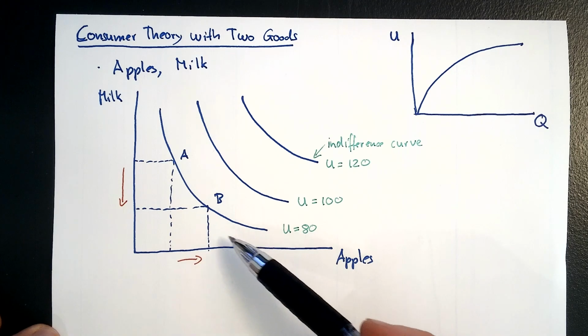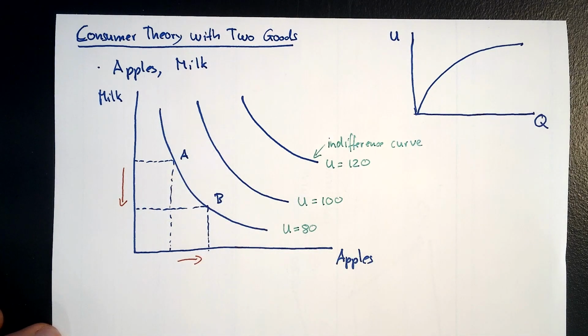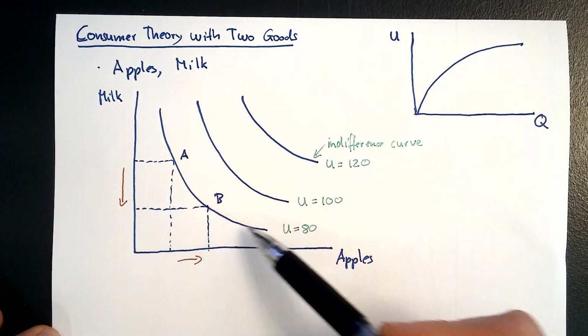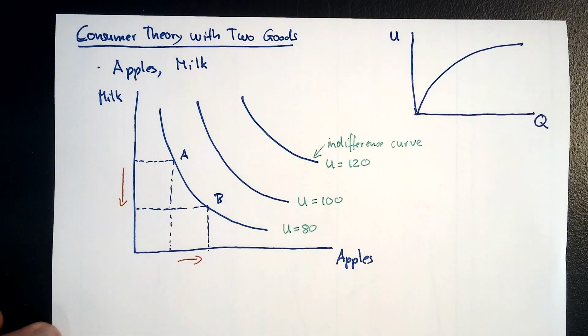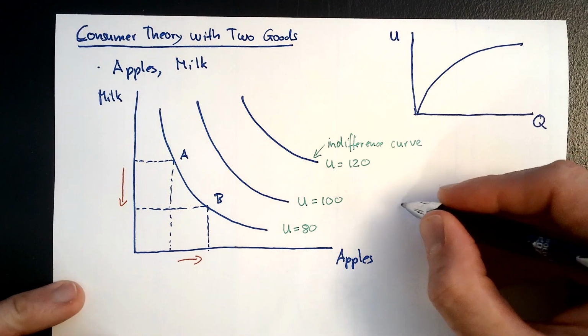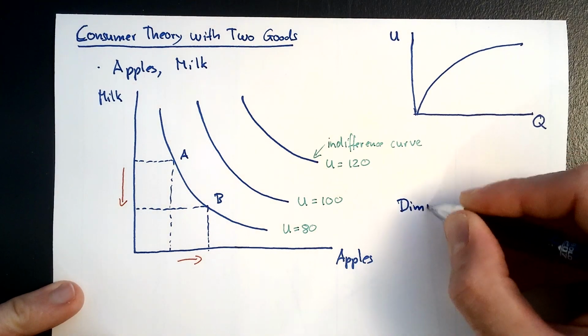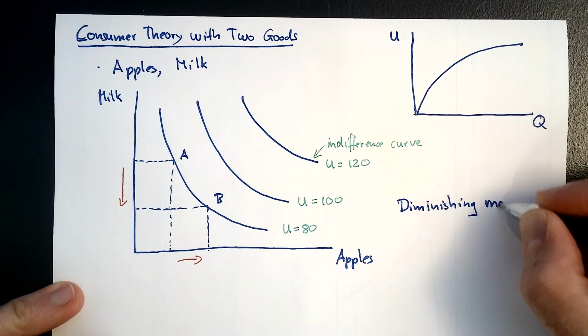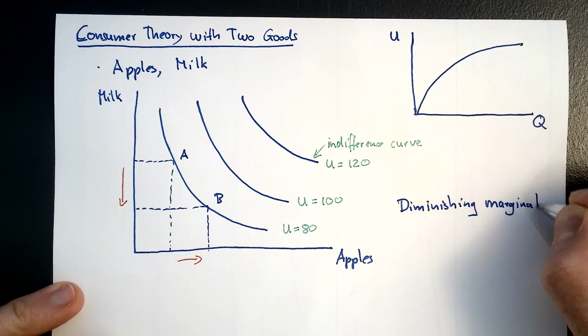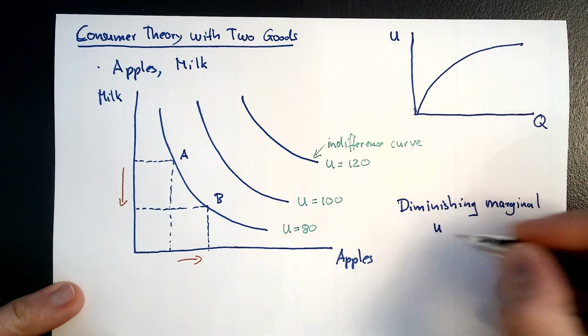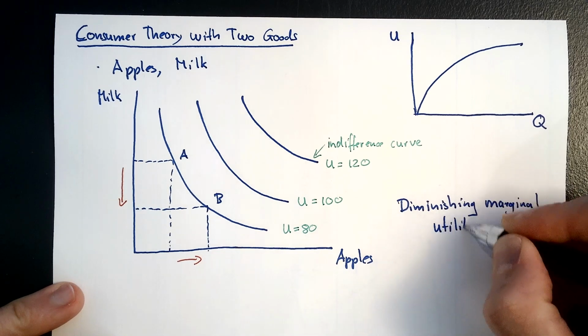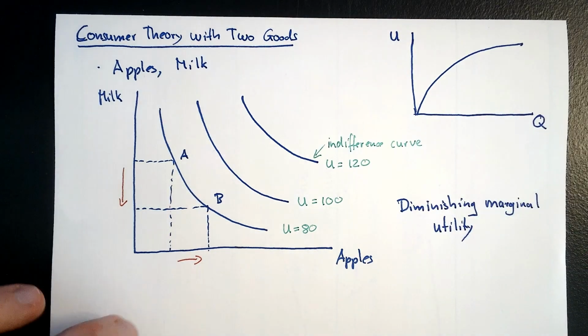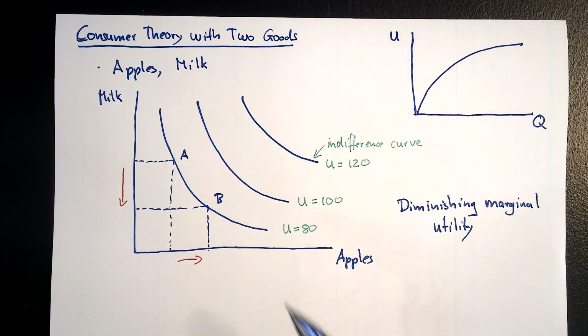Now, what is more peculiar is why I have drawn them shaped or bent inward, okay? Or why are they bent like this? So the reason for this particular curvature is the diminishing marginal utility, okay? This is a concept that we have seen previously in the case of consuming one good, okay? And this concept is responsible for the shape of the utility functions or for the shape of the indifference curves in this case.